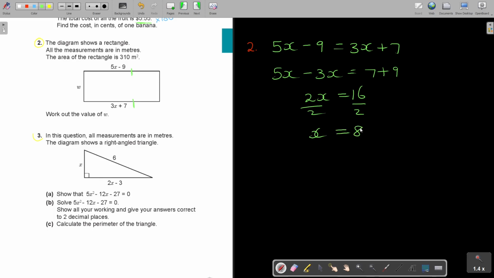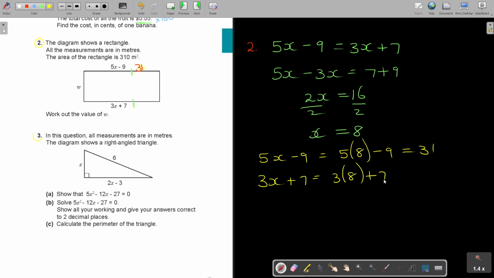Now you can substitute it in any one of them. If you take 5x minus 9, this is 40 minus 9, and that's going to be 31. That's 31. But if you do it with the other one, you must get the same, otherwise you made a mistake. So 3 times 8 plus 7, so this is 24 plus 7, that's 31. So I was just looking for this side, 31.